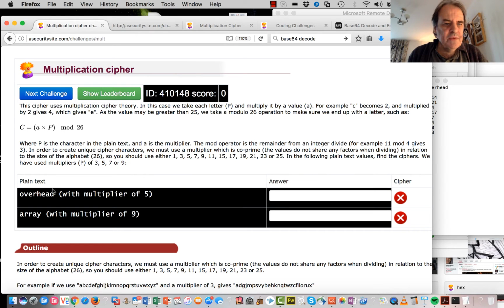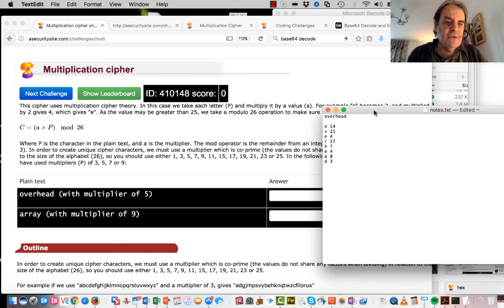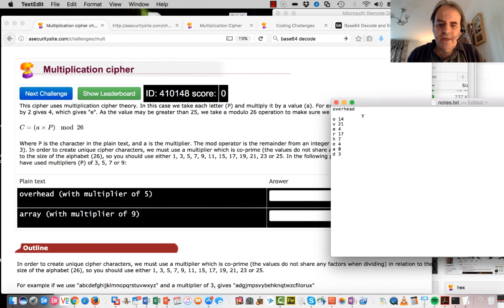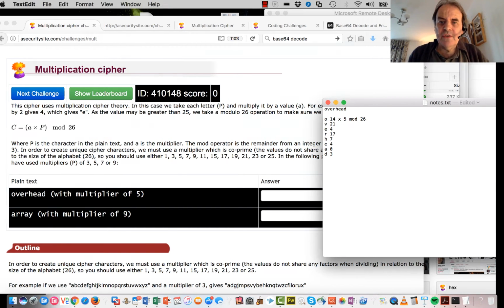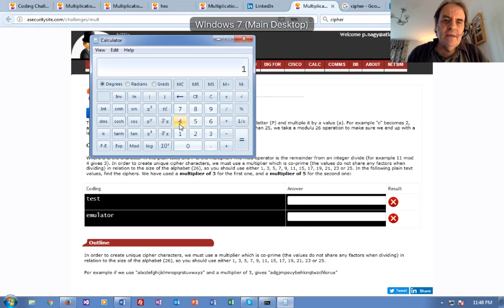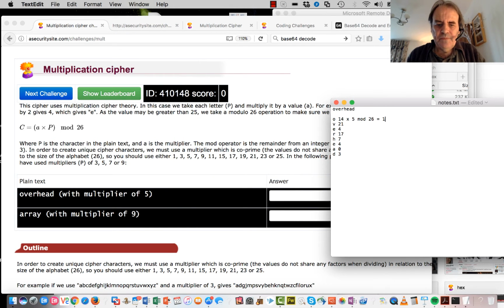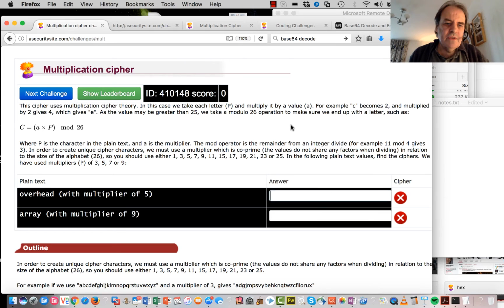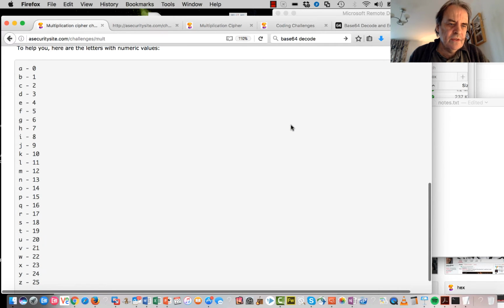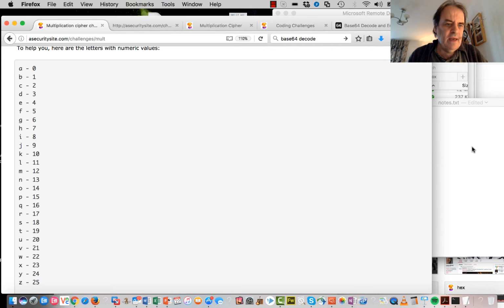Okay, so in this case we've got overhead, a multiplier of 5, and we've got to find the cipher. So I've laid out what the values of each of the characters are, so we'll just go ahead and multiply by that and then take mod 26. So it's 14 times 5 equals, and then we'll take the mod of 26 and we get 18. And we'll just see what 18 is. So 18 is an S.